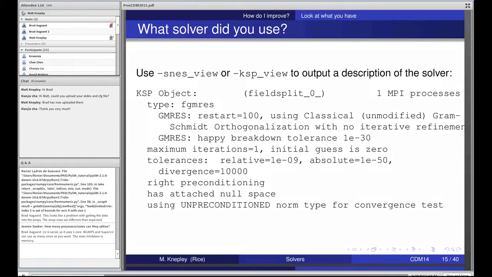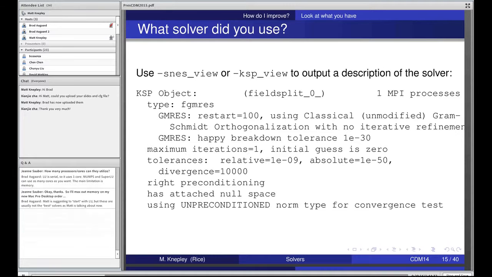So if you have LU, you should always get one iterate. If you don't get one iterate, then something is quite wrong. Probably you have made a mistake specifying boundary conditions or some such and made an almost singular problem. So the first thing to be able to do is know what solver you were running. So if you give the SNES view or KSP view options, this is for nonlinear and linear solvers, it will output a full description of the solver that you use to run.